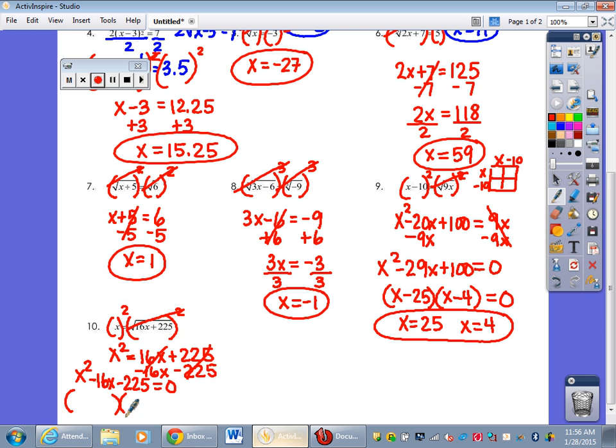And then I want to factor. This is going to be tough: two factors of 225 that add up to negative 16. I would pick, let's see, 25 and 9. So a negative 25 and a positive 9. Negative 25 times positive 9 is negative 225, and negative 25 plus 9 is negative 16. So my two answers are going to be x equals 25 and x equals negative 9.